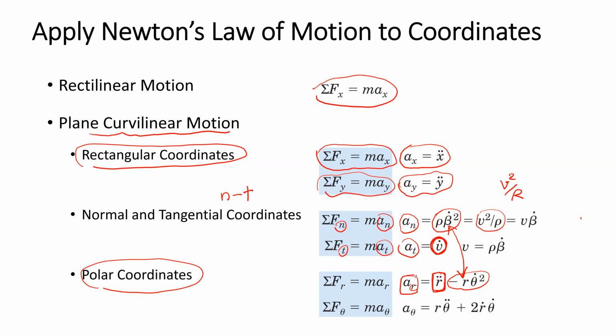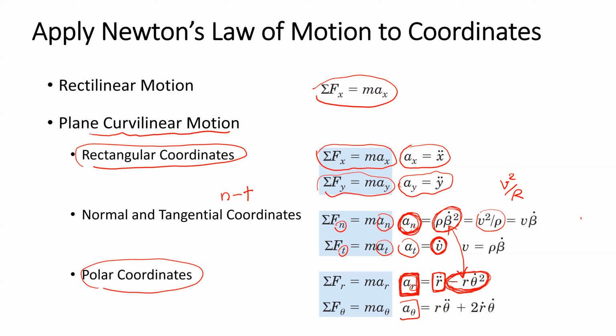So the radial acceleration is r double dot in the outward direction. And the centrifugal acceleration points to the center, or the origin, so it has the negative sign. Of course, for the nt coordinates, we point the positive n direction to the center of the path. But for the polar coordinates, we point the positive r direction outward from the origin. So this is why rho beta dot squared is positive, but r theta dot squared is negative. It's just because we set the positive and negative directions of the axes differently.